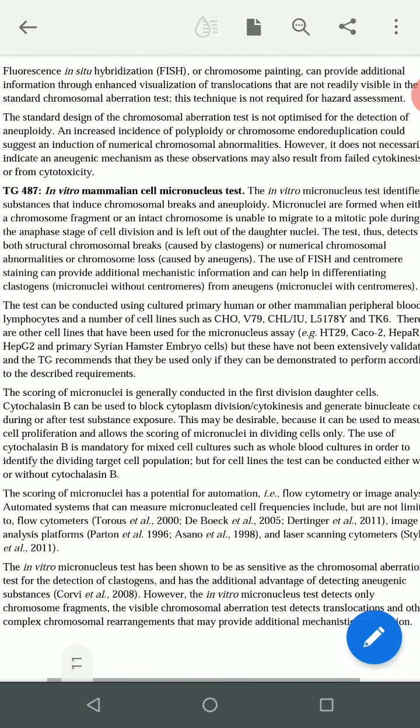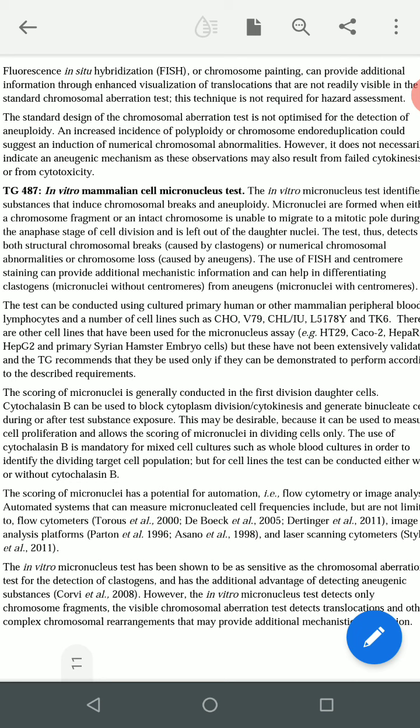The test thus detects both structural chromosomal breaks caused by clastogens, the agents which break the chromosomes, and numerical chromosomal abnormalities or chromosome loss caused by aneugens. Numerical means number. Aneugens can bring changes in the number of the chromosomes. Clastogens can make the breaking of the chromosomes. The agents which can change the chromosome number or cause chromosome loss are called aneugens.